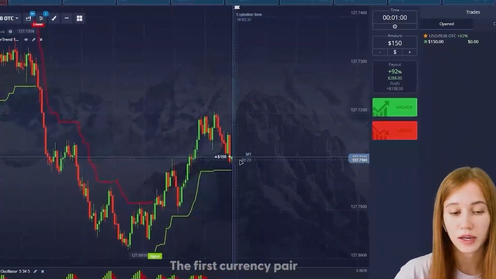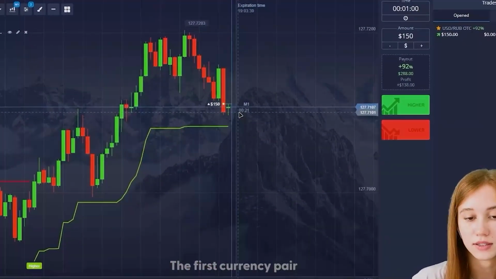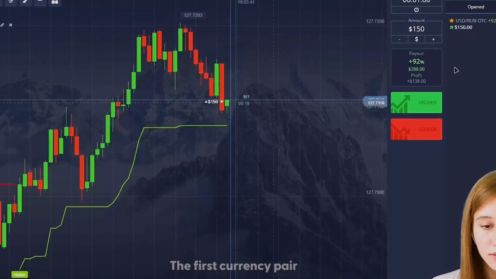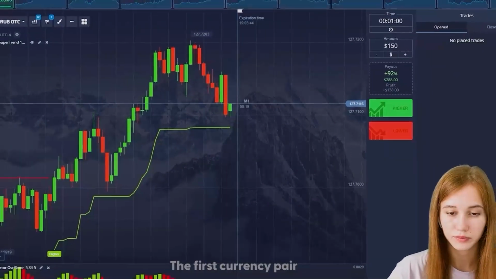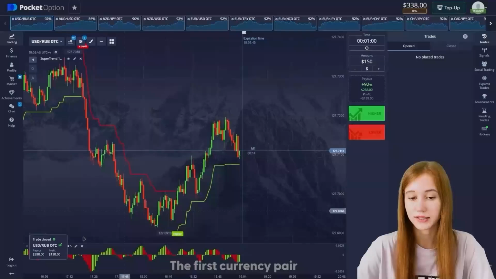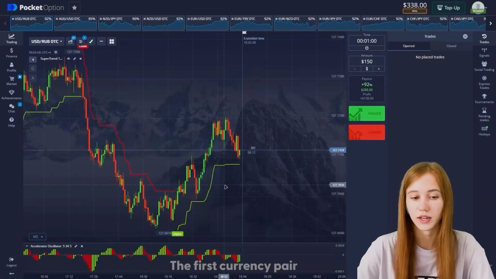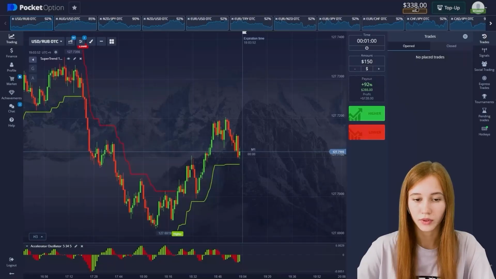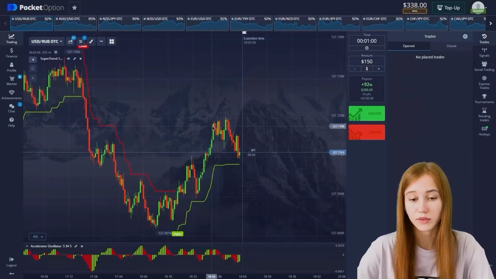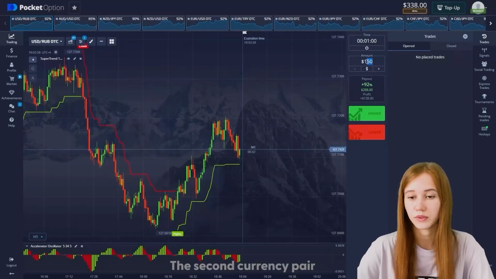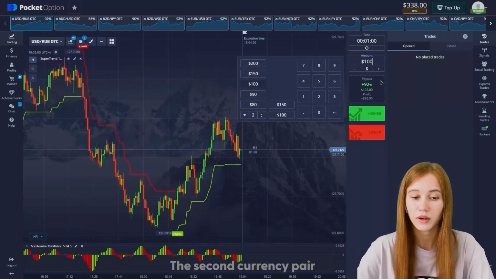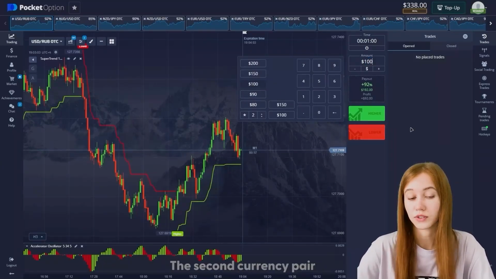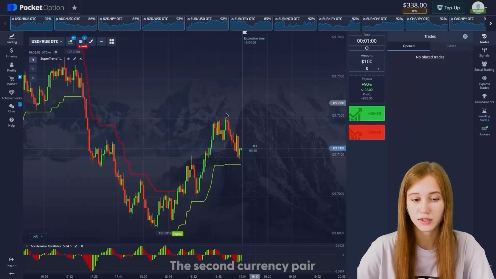So there are 80 seconds until the end of our trade. We can zoom it. Good. Last deal, profit $138. So $338 on my balance. Let's reduce the amount of the deal to $100 for now, as the balance is not very large. Let's move on to the next pair.